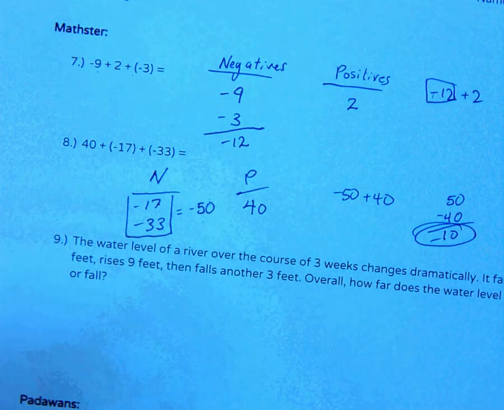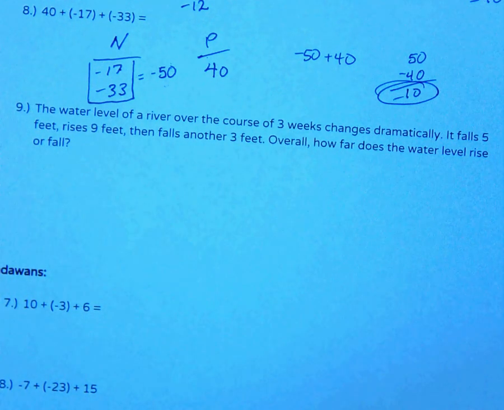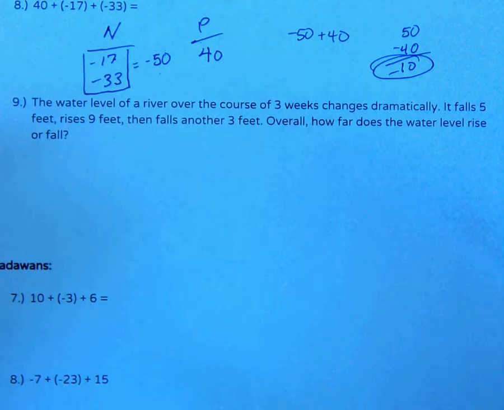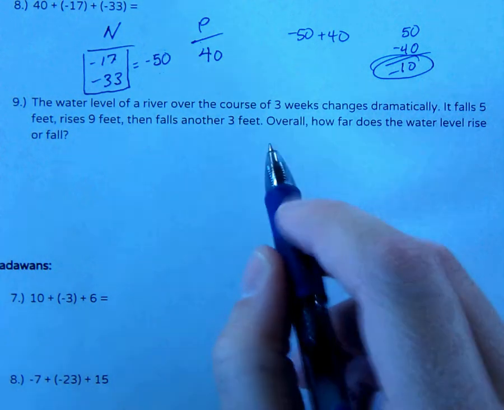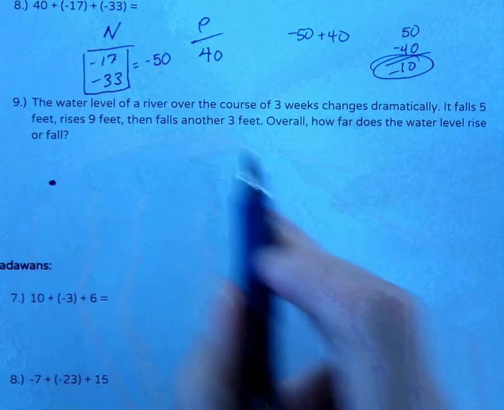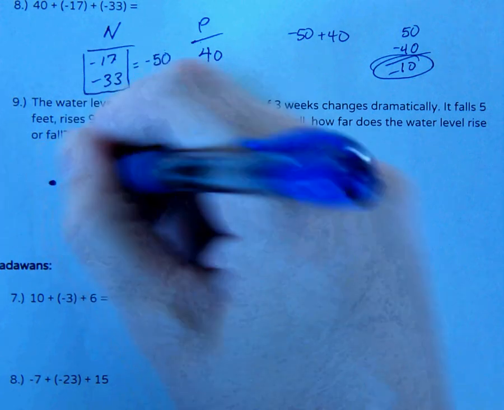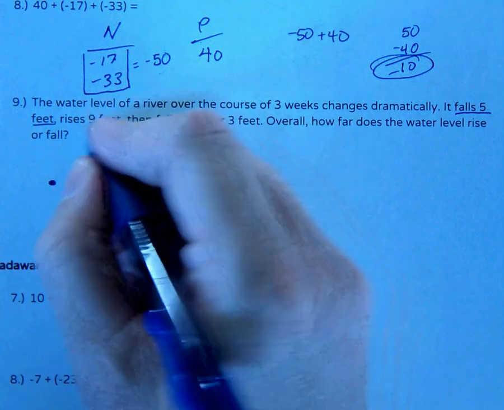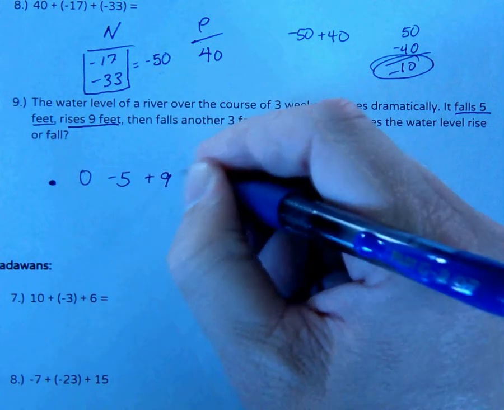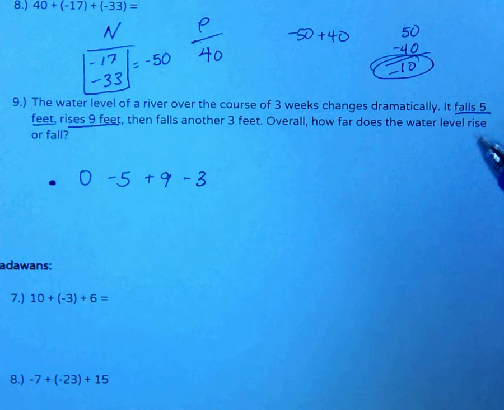Hope that makes sense. The water level of a river over the course of 3 weeks changes dramatically. It falls 5 feet, rises 9 feet, then falls another 3 feet. Overall, how far does the water level rise or fall? So let's say it starts at 0. Over the course of 3 weeks, it falls 5 feet. So we start at 0, then we go down 5, rises 9 feet, so plus 9, then falls another 3.